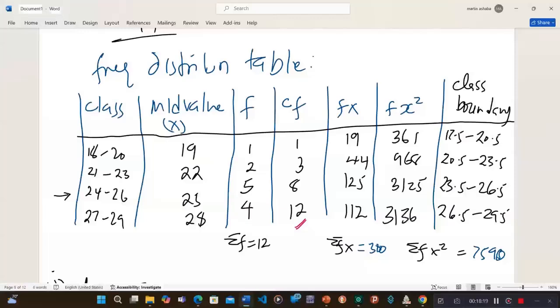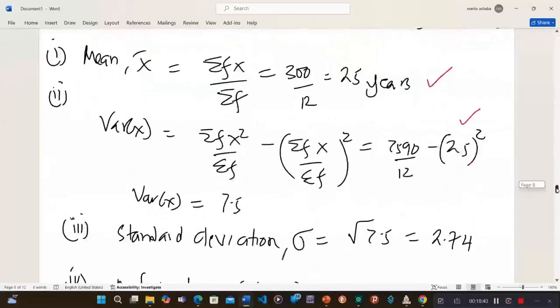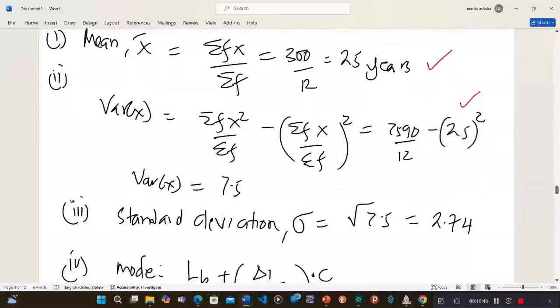Then from there, I add fx squared, I add fx, I have already the sum of f. So I proceed to calculate my mean, and that is how I get it. The formula we have already discussed. For variance, this is how I get it. I use the same formula that we talked about above: sum of fx squared divided by sum of f minus the square of the mean. So the variance is that. And the standard deviation is also as here because it is the square root of variance. What is mode?